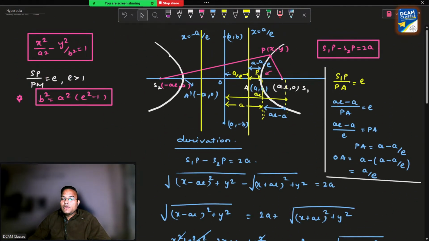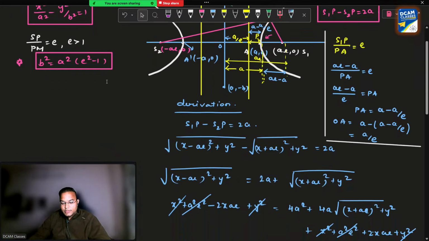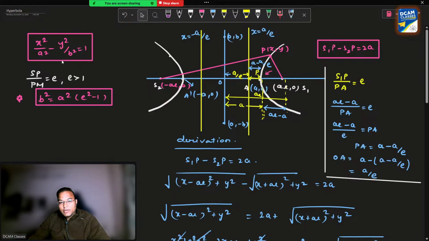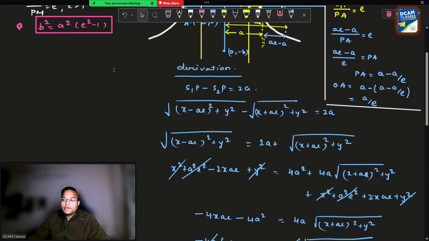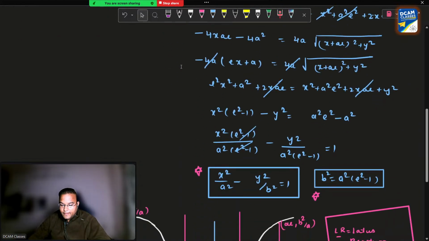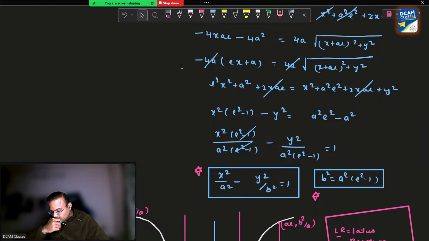We have found out everything. Let us summarize everything, and these are the things. But when you are solving the questions, just remember x square by a square minus y square by b square is equal to 1 is there. B square is equal to a square into e square minus 1. You have to put that. Acha, try to solve this question. I'm giving you an easier question.